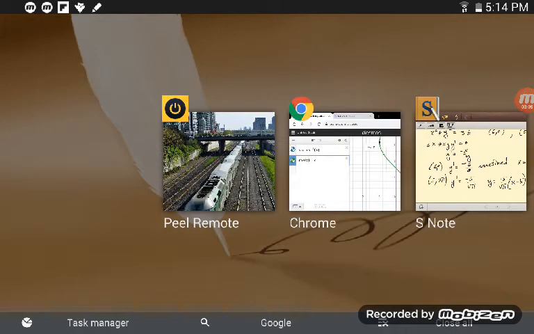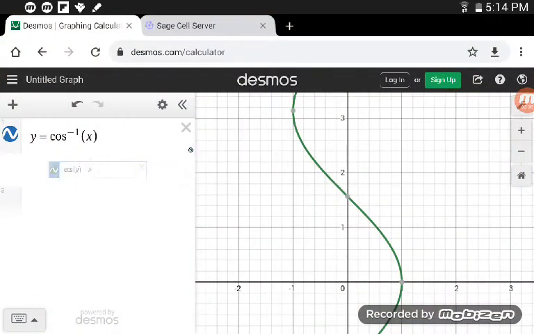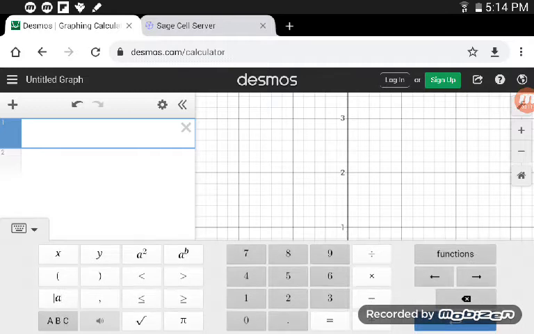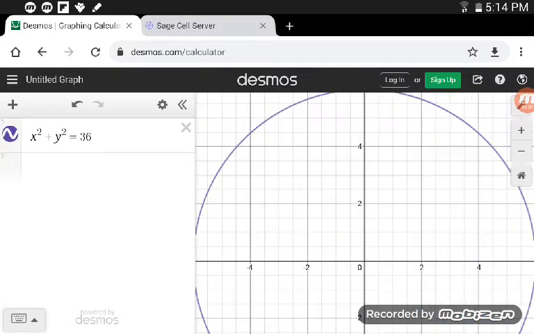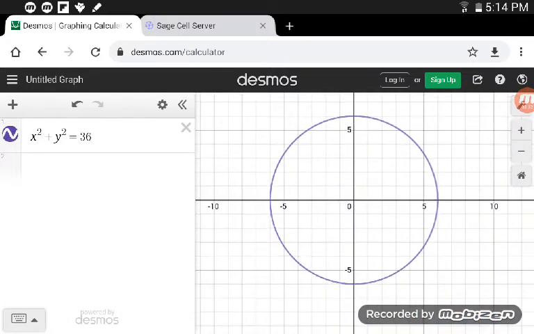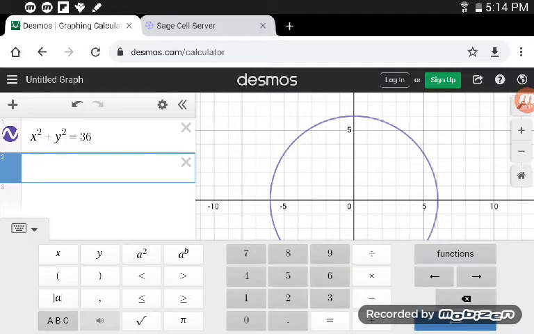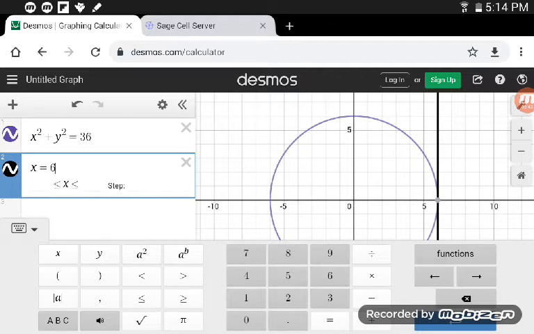Go back to Desmos. That's got a previous problem on it, so we'll get rid of that. And I put in my circle, x squared plus y squared equals 36. And if you look at 6, 0, it does look like a vertical line. So let's do x equals 6 that we saw. Yep, looks like a tangent line to me.